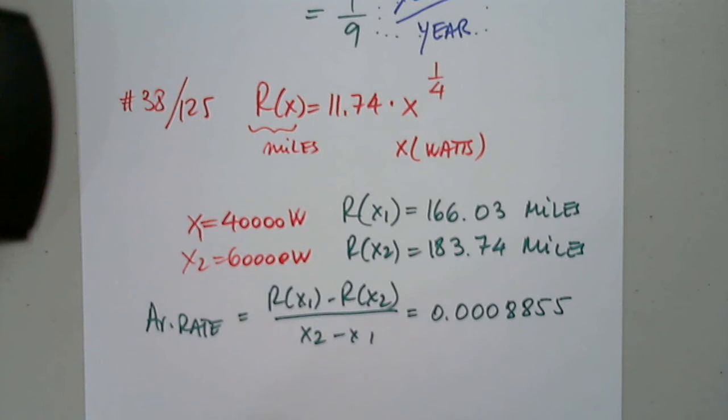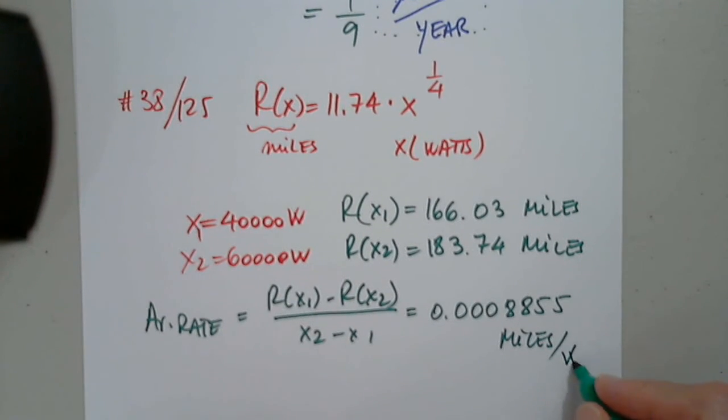Measurement unit. So the numerator is measured in miles. The denominator is measured in watts.